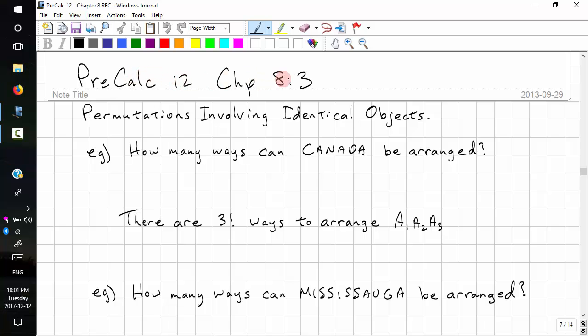This is PreCalculus 12, Chapter 8.3. We're going to be looking at permutations involving identical objects. So, for instance, how many ways can Canada be arranged?